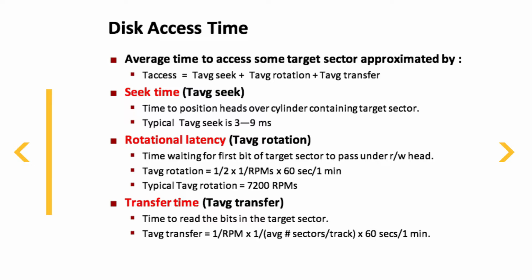Now, T average seek, the average time to seek, is the time to position the heads over the cylinder containing the target sector, right? That's the whole idea behind a physical disk: we've got to get that read-write head over the actual physical spot that the sector is on the disk. And the typical seek time, on average again, is somewhere between 3 and 9 milliseconds. The rotational latency is the time waiting for the first bit of the target sector to pass under the read-write head.